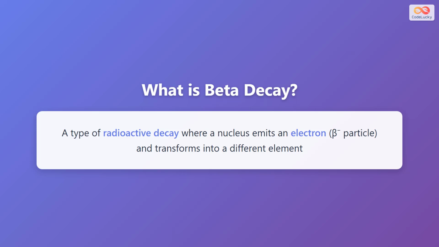Beta decay is a type of radioactive decay where an unstable nucleus emits an electron, also known as a beta- particle. During this process, the nucleus transforms into a different element. This happens because the atomic structure of the nucleus changes, specifically the number of protons increases. The emitted electron comes directly from the nucleus, not from the electron shells surrounding it.